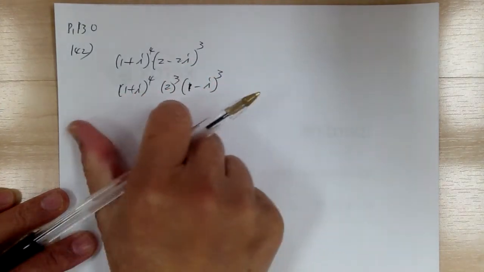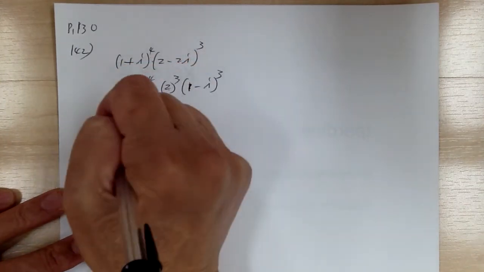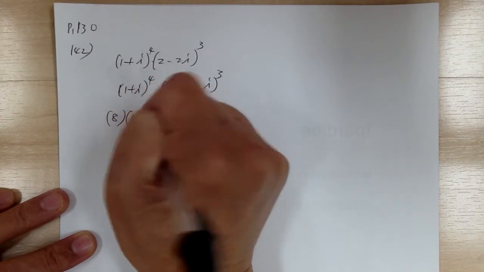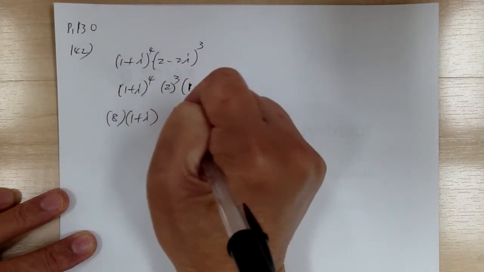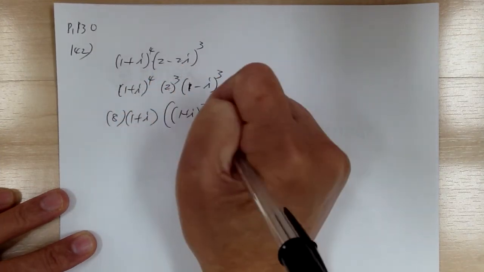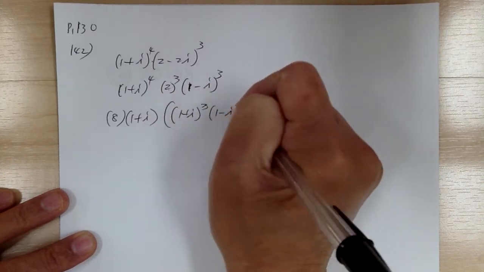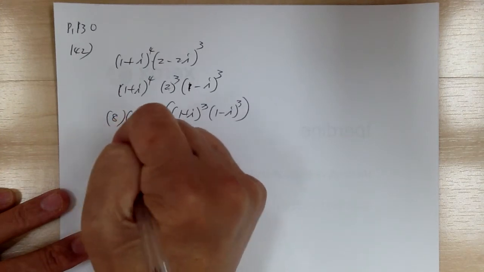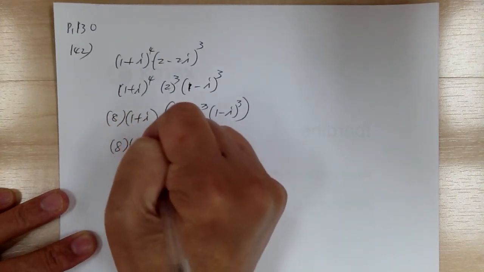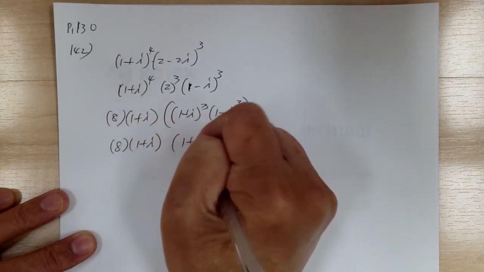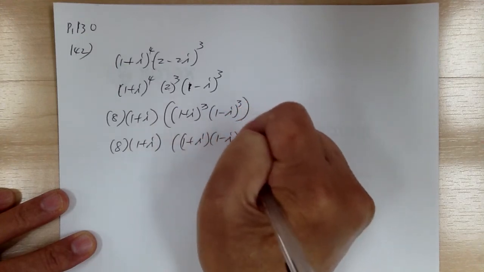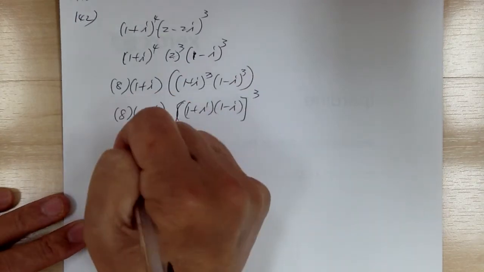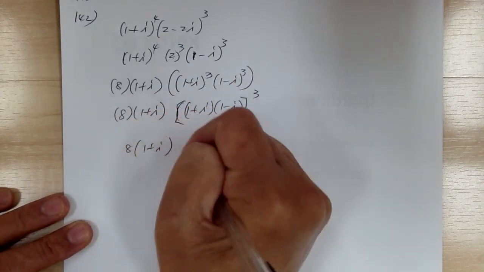Next thing is you're going to regroup them. So 2 to the 3rd power is 8, and keep one of these so that you get (1 plus i) to the 3rd power and (1 minus i) to the 3rd power. Okay, so you want to group the conjugate. And so this becomes 8 times (1 plus i) times [(1 plus i)(1 minus i)] to the 3rd power. So now you can go and multiply the conjugate.